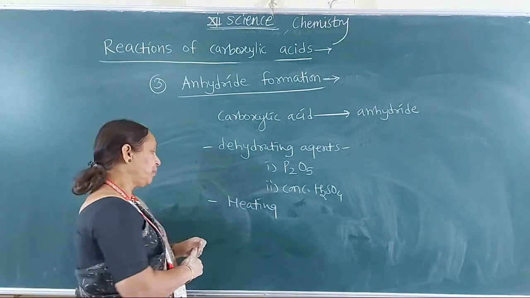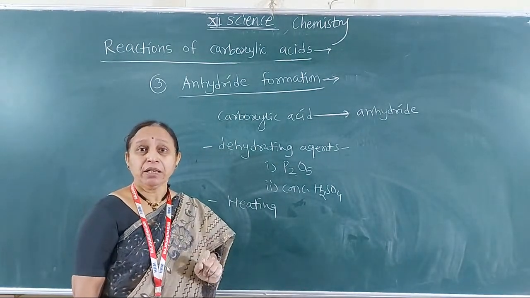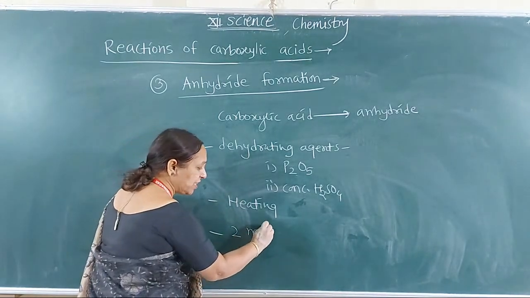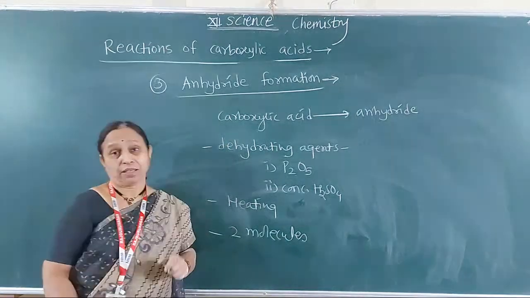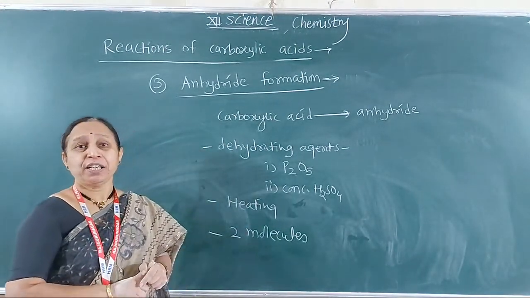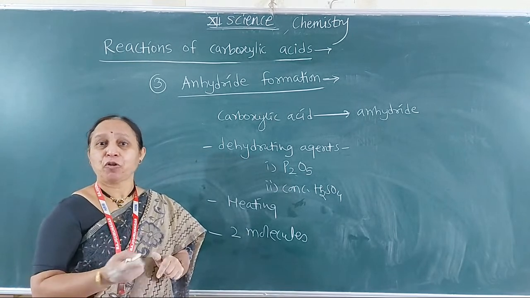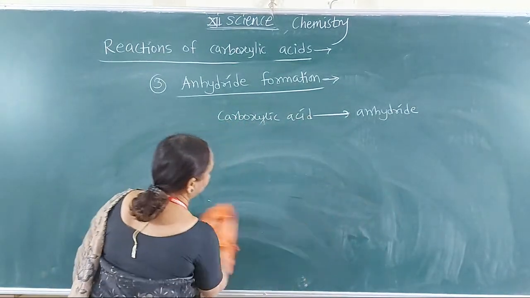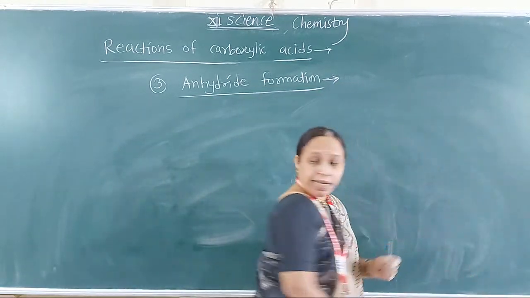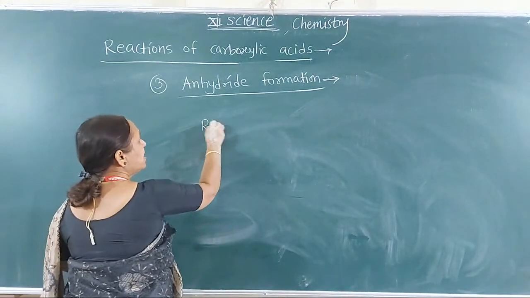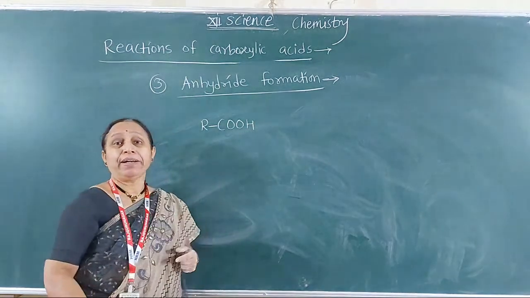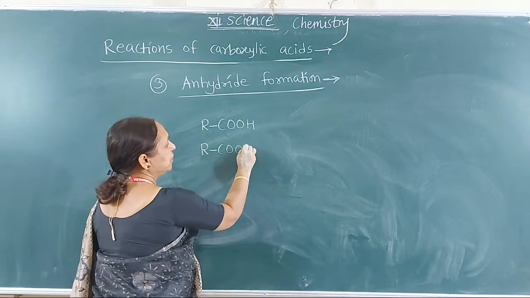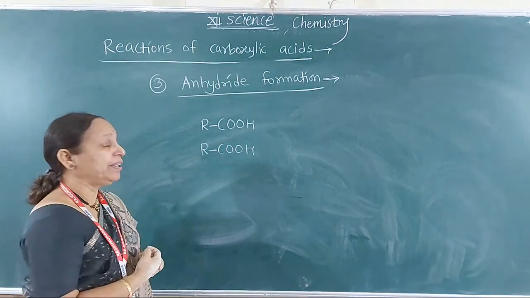or concentrated H2SO4. Anhydride formation takes place when two molecules of carboxylic acid take part in the reaction, and thus for this reaction two molecules are necessary. By knowing all these important points, you can easily write anhydride formation from carboxylic acid. So consider the general reaction of anhydride formation. Any carboxylic acid is represented as RCOOH. To form anhydride, two molecules of carboxylic acid are required. Another molecule of carboxylic acid. Thus, two molecules of carboxylic acid take part in the reaction.